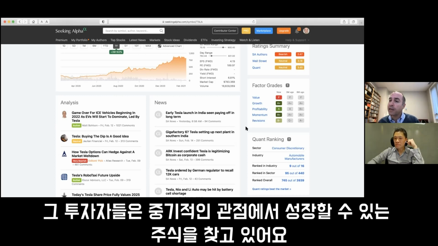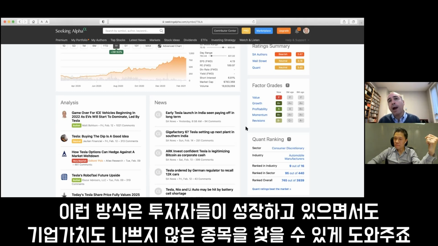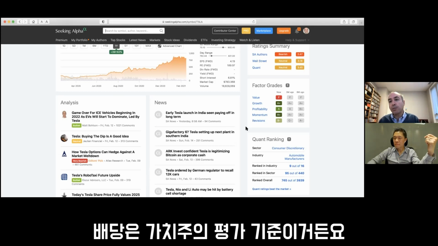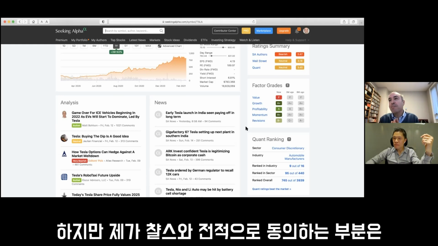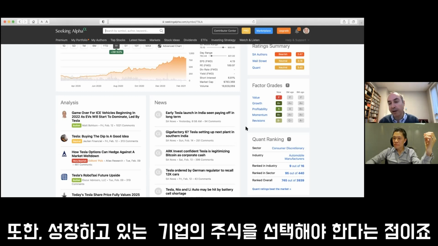They're investors who are looking for stocks which grow in the medium term, but also pay a dividend and are raising the dividend. That way they're combining looking for stocks which grow, but also quality companies where the dividend yield is reasonably high, which is a value metric. So that's one way of combining growth and value. But where I totally agree with you is that for individual investors, you should be looking to hold stocks for long periods of time, and you must buy stocks that are growing.